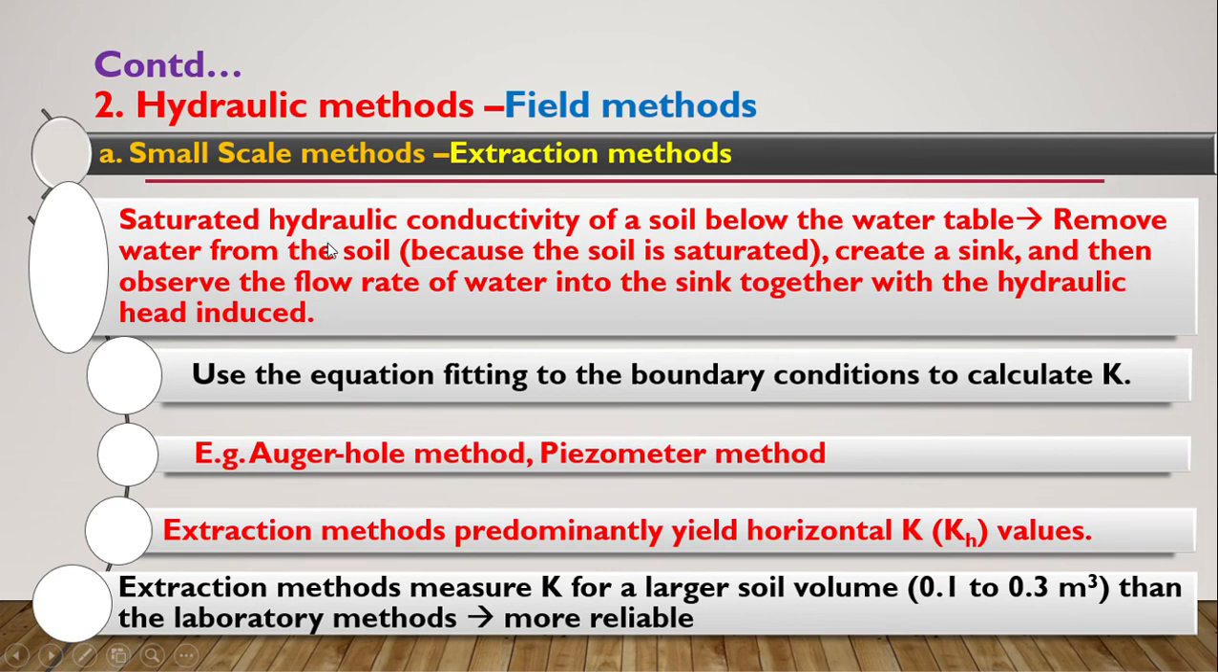Up to this, we were discussing infiltration, the movement of water into the soil, measuring hydraulic conductivity by the movement of water into the soil. Now what we are doing is extracting the water out of the soil and measuring the hydraulic conductivity. So it is known as the extraction method. In this method, there are two types, the Auger Hole method and the piezometric method. It mainly measures the horizontal hydraulic conductivity.